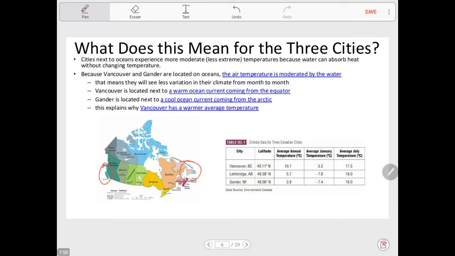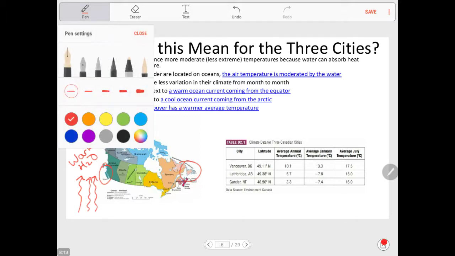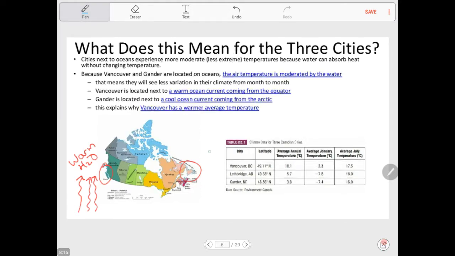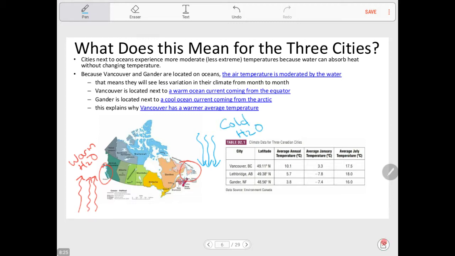Vancouver is located next to a warm ocean current coming from the equator, so I'll draw that for you. So here is a warm current coming from the equator. We essentially know that this is going to be warm water. I'll put warm H2O. Gander is located next to a cool ocean current coming from the Arctic. So maybe I'll change to blue if I can do that. That's going to be traveling this way. So this is going to be cool water, or I guess I could even put cold water, cold H2O.